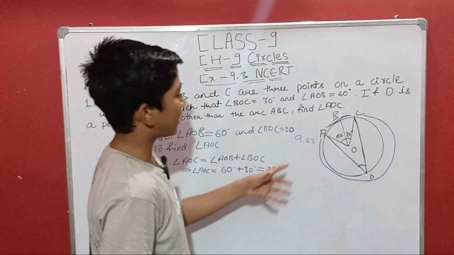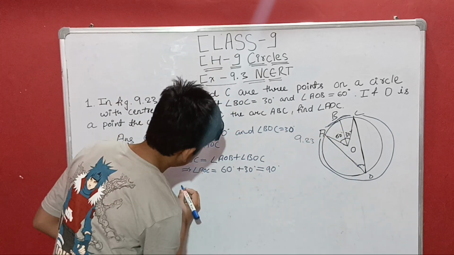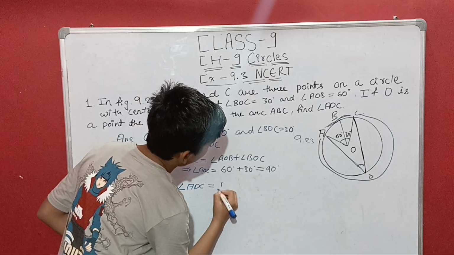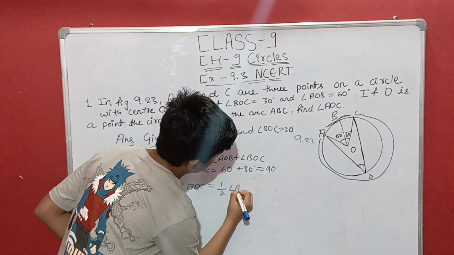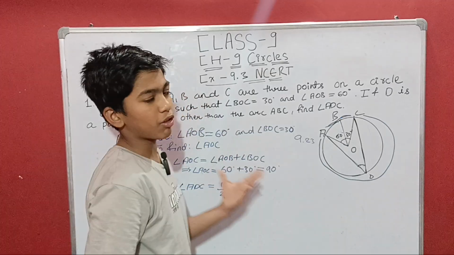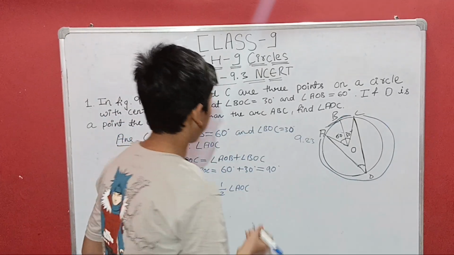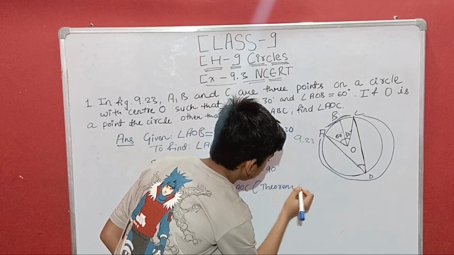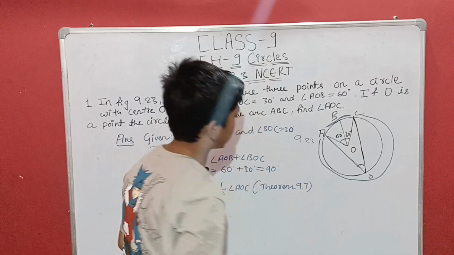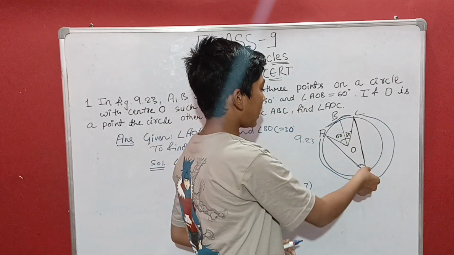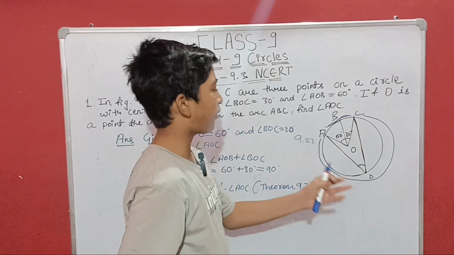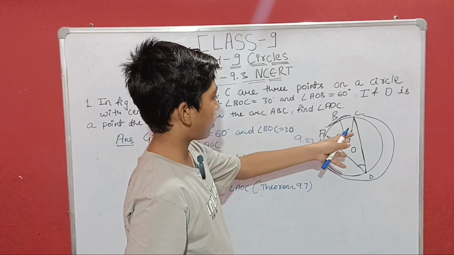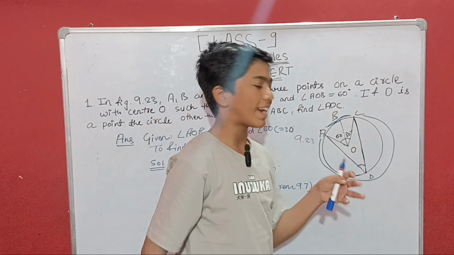We also know that angle ADC, which we have to find, is equal to half the angle AOC. Now where did this equation come from? This equation came from theorem 9.2. Theorem 9.2 states that the angle on a particular arc is equal to half of the angle subtended at the center of the circle by that particular arc.